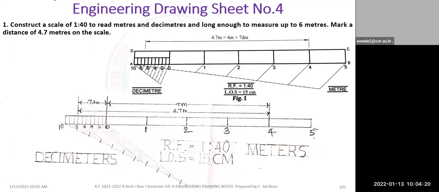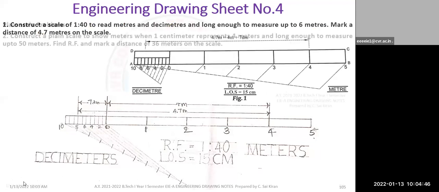Any doubts, you can unmute and ask, because in the problem they directly gave the RF value. They told what the main unit is, what the subunit is, and what the maximum distance is. So you have to divide that length of scale. After calculating the length of scale, you divide it into 6 equal parts, and out of those 6 equal parts, you have to measure 4.7 meters. So that is the question. Next question.